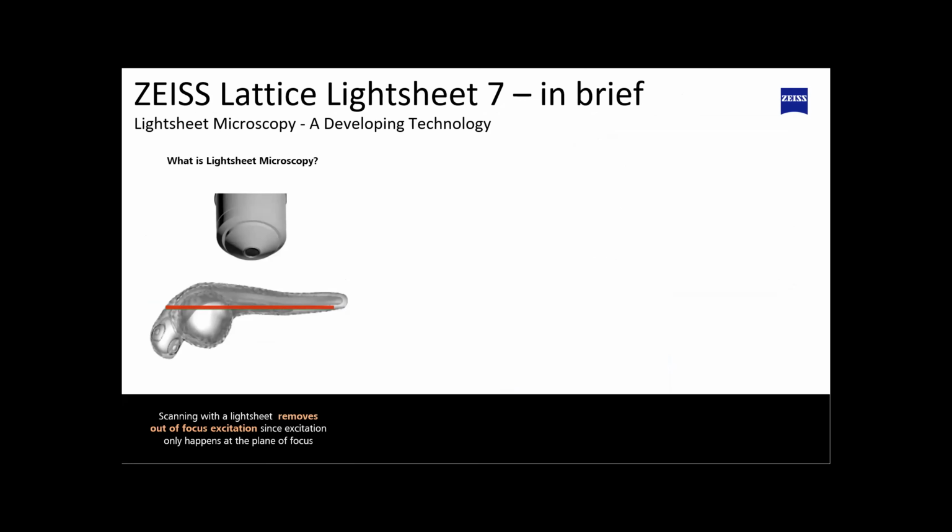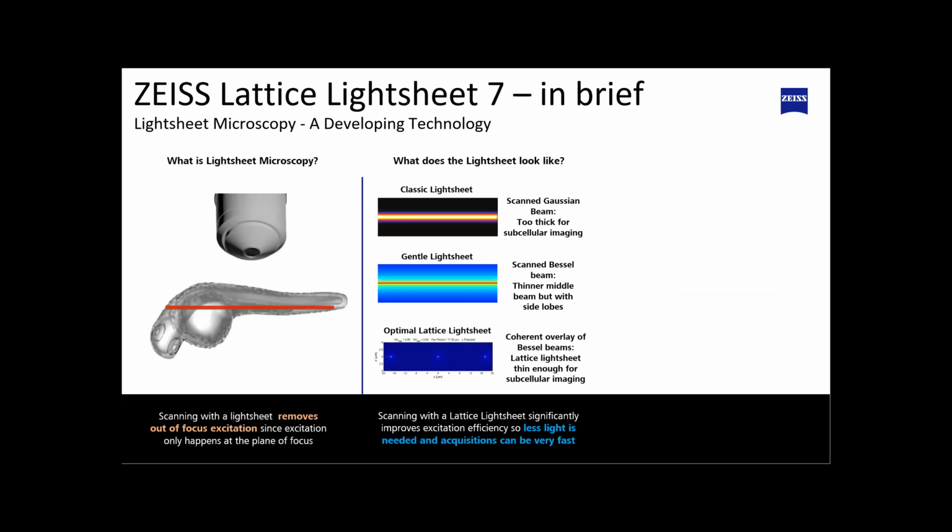Again, why do we need light sheet microscopy? It's basically selective plane illumination. Again, this is a classic light sheet. It's a scanned Gaussian beam, and as well as it works, it is too thick for really revealing subcellular details, because if you match the depth of field or the depth of focus with the thickness of the light sheet, you end up with a multiple micrometer thick optical section.